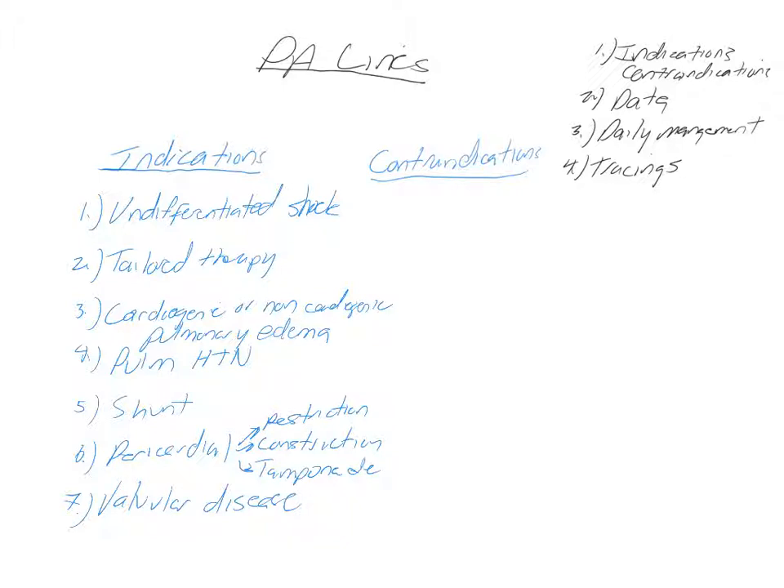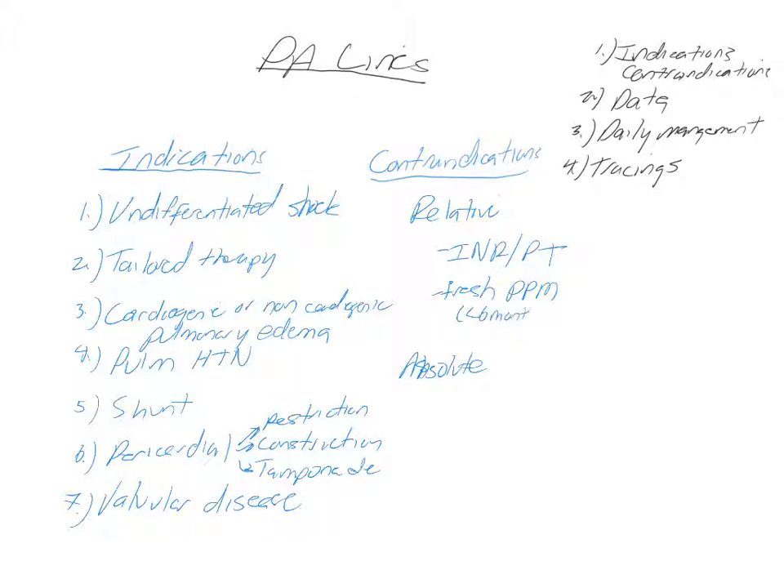And then I think about the contraindications for PA line placement, and I think I could group those into either relative or absolute contraindications. Relative contraindications are their coagulation status, the presence of a fresh pacemaker, and we often think of fresh as less than 6 months since placement.